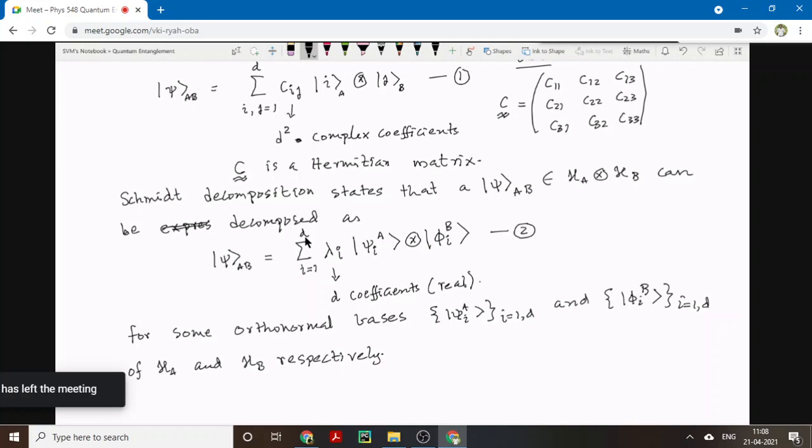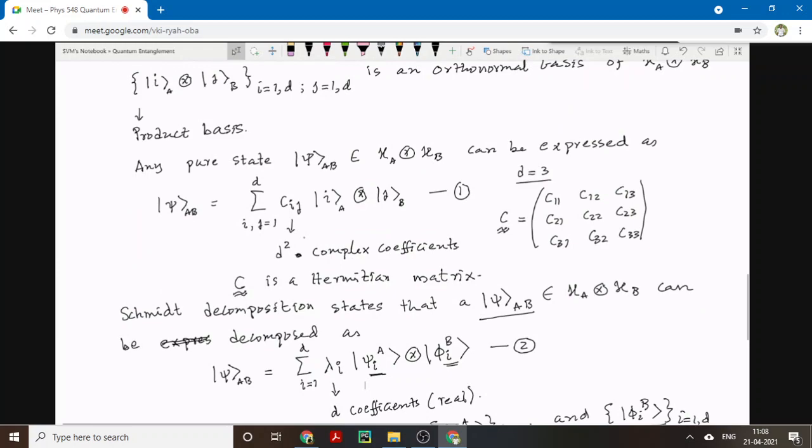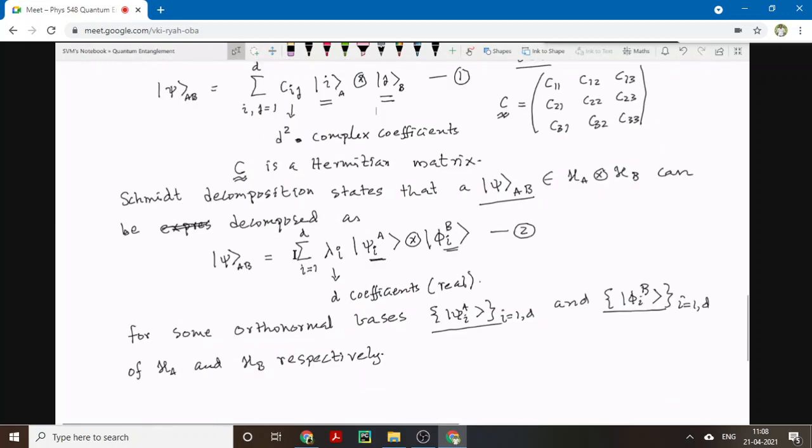I think my statement is a little convoluted, so I must say that for any pure state psi, there exist orthonormal bases psi I A and phi I B in H A and H B such that psi AB can be written like this. Now remember, this is I and this is also I, whereas in equation 1, this is I and this is J. That is why instead of d square coefficients, we have only d coefficients.